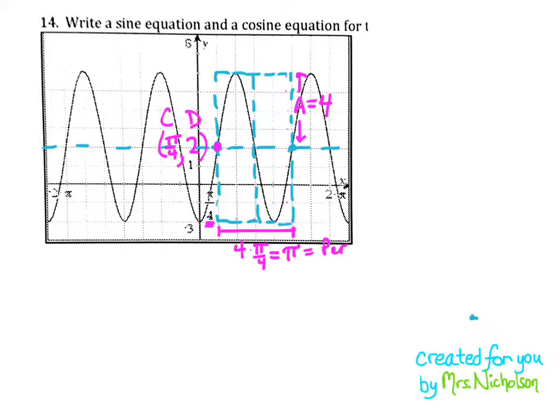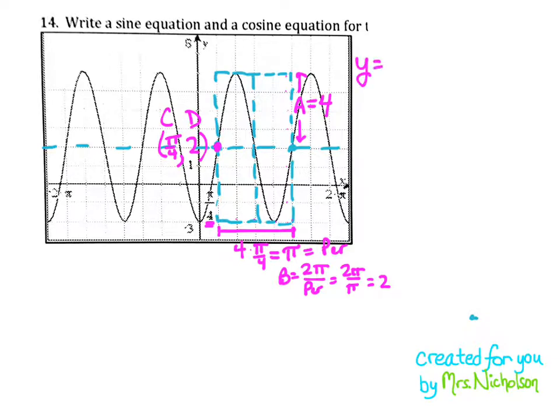Now remember, that's not my B. I still have to calculate B. B is going to be equal to 2 pi divided by the period, 2 pi divided by pi, which is 2. So now we're ready to write our equations.